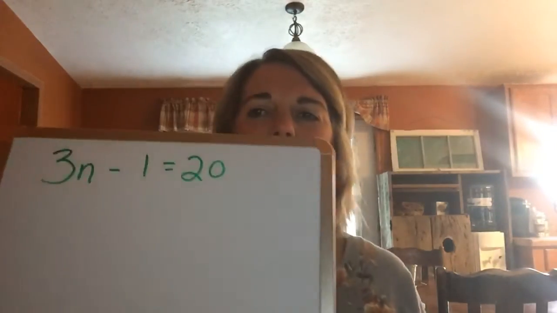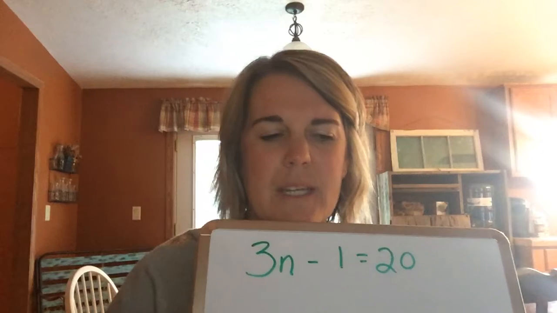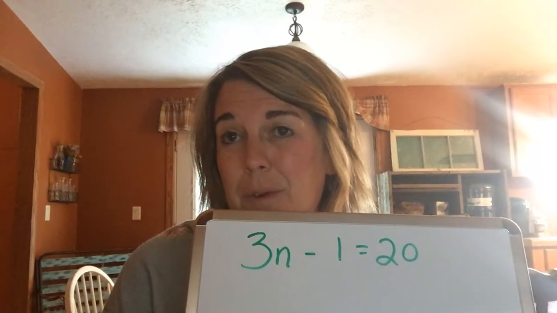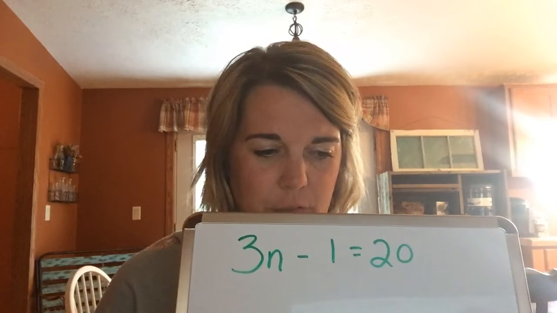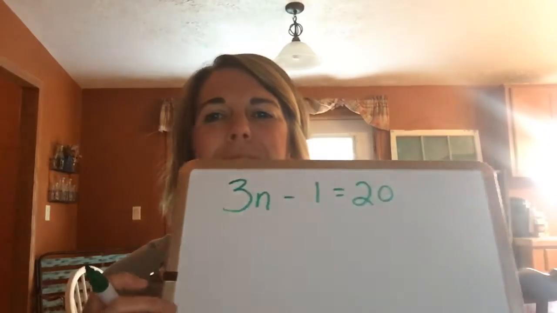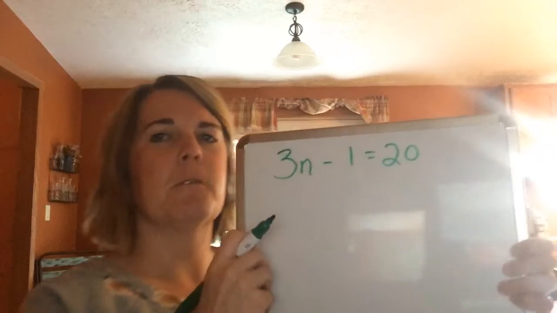So the first example says you have 3n minus 1 equals 20. Something that looks like this. Now you need to find what n is, just like when we're solving for an unknown in any equation that we've had so far. They do something that's called an inverse operation. Okay, so here's how this works.